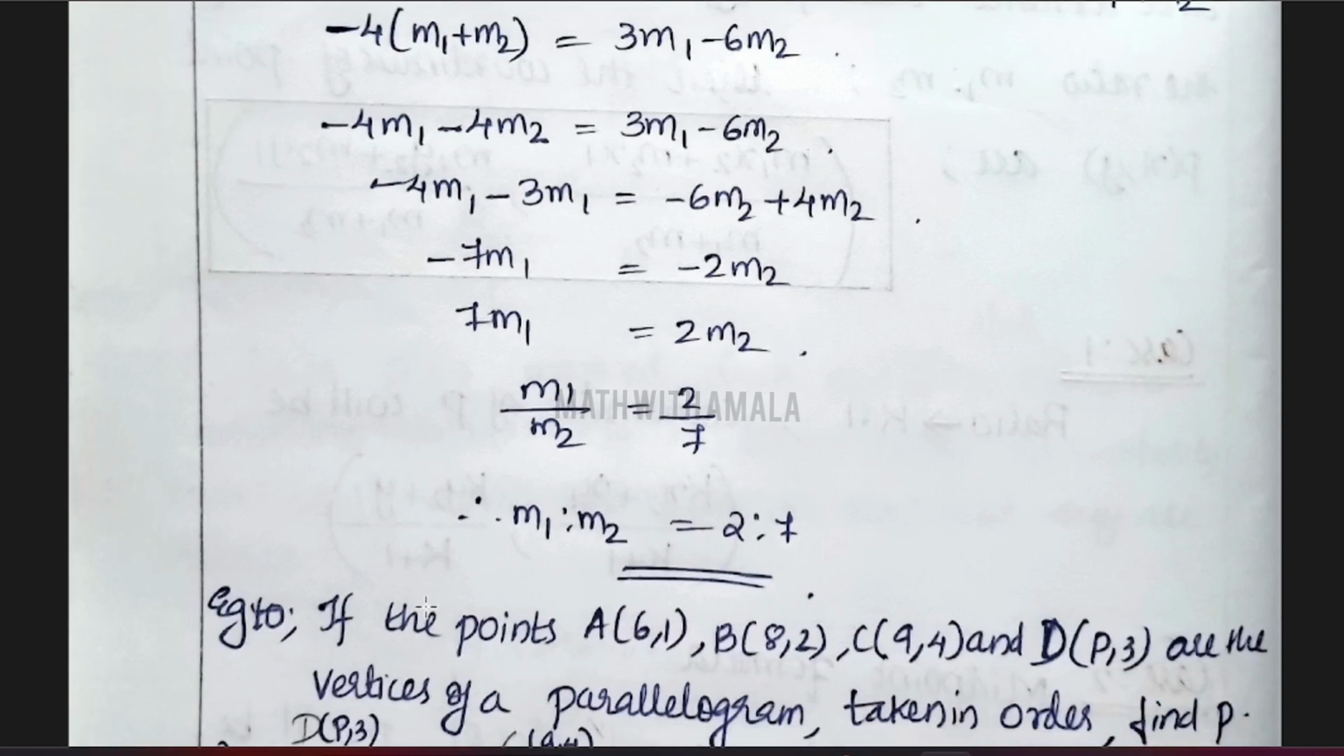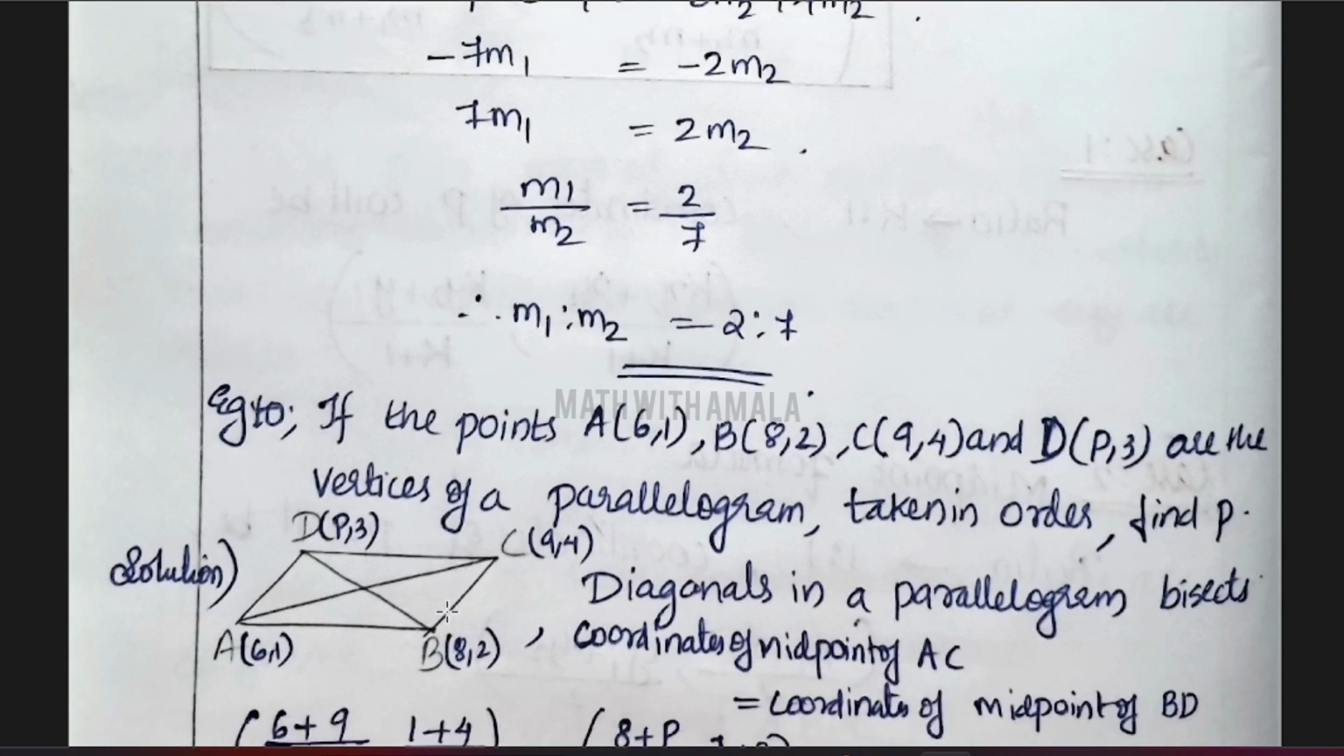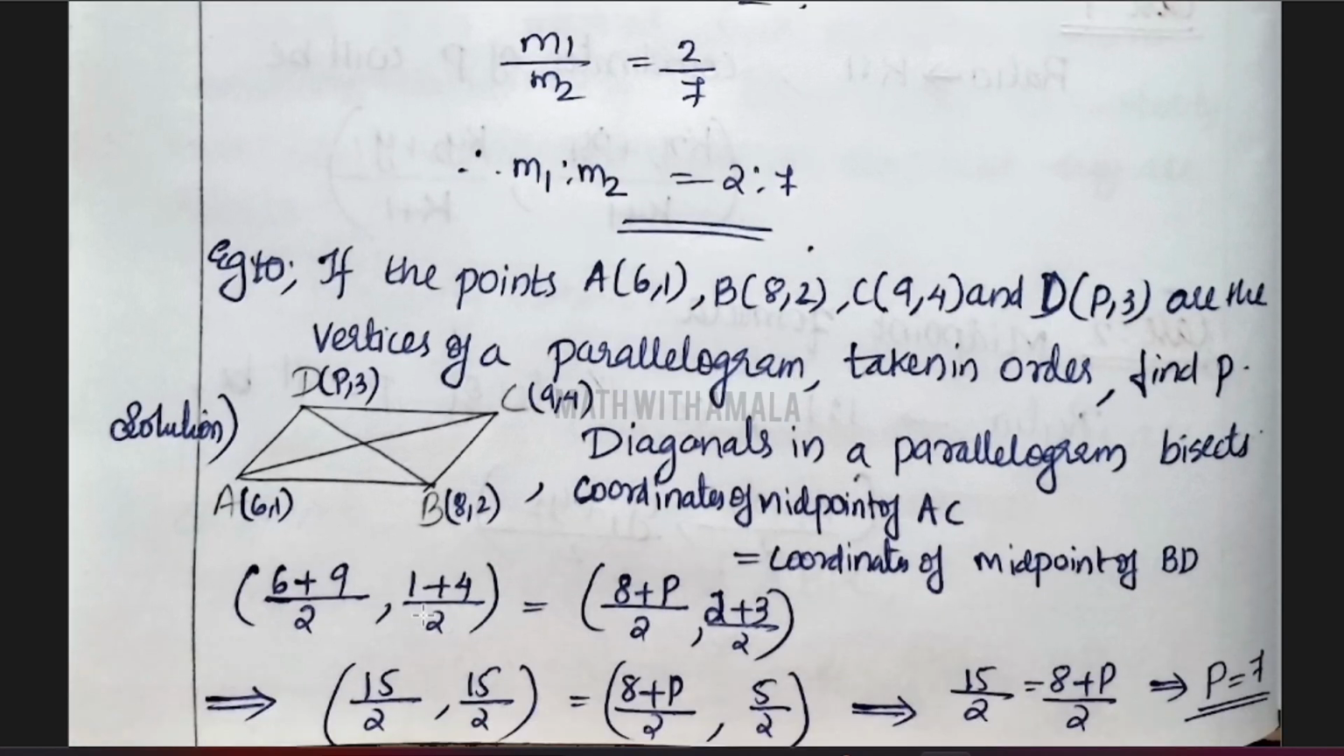Example number 10. If the points A 6, 1, B 8, 2, C 9, 4, D P, 3 are the vertices of a parallelogram taken in order, find P. So we have marked the points in a quadrilateral or a parallelogram. The diagonals in a parallelogram bisect each other, so the coordinates of the midpoint of AC can be written like the coordinates of the midpoint of BD. Okay, so 6 plus 9 by 2, 1 plus 4 by 2 is equal to 8 plus p by 2, 2 plus 3 by 2. That is 15 by 2, 5 by 2 is equal to 8 plus p by 2, 5 by 2.